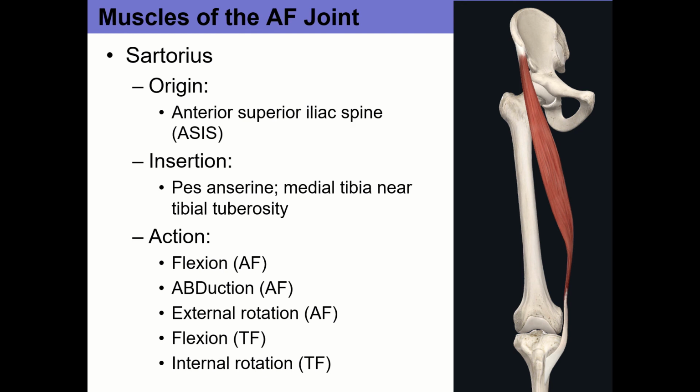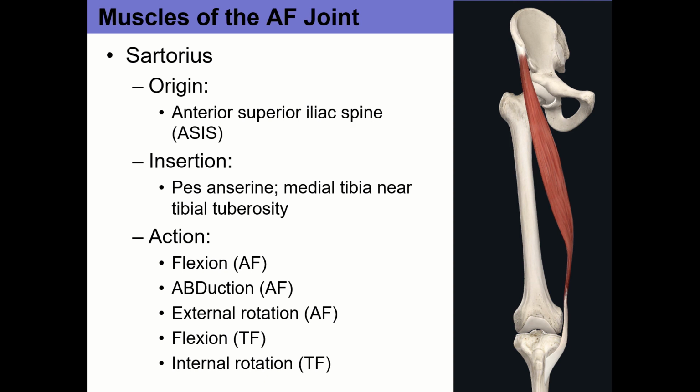So sartorius at the hip is a flexor, an abductor, and an external rotator. And because sartorius crosses the knee, it's also active there as well. So it's a knee flexor, and then an internal rotator. So it takes the tibial tuberosity and rotates it toward the midline. So it does five things, but it's not strong in any of them.